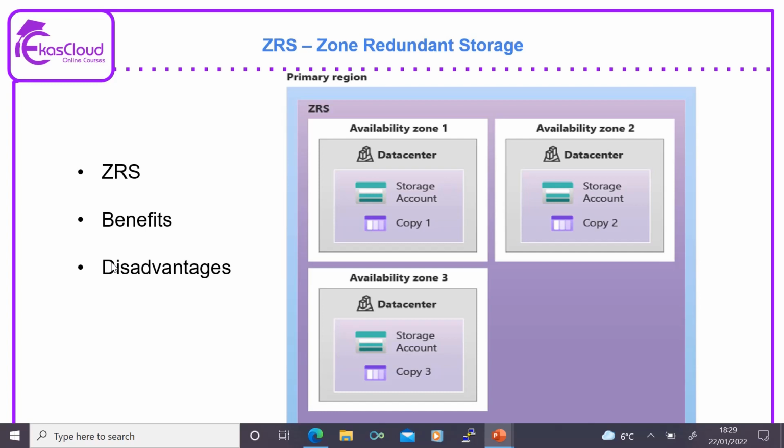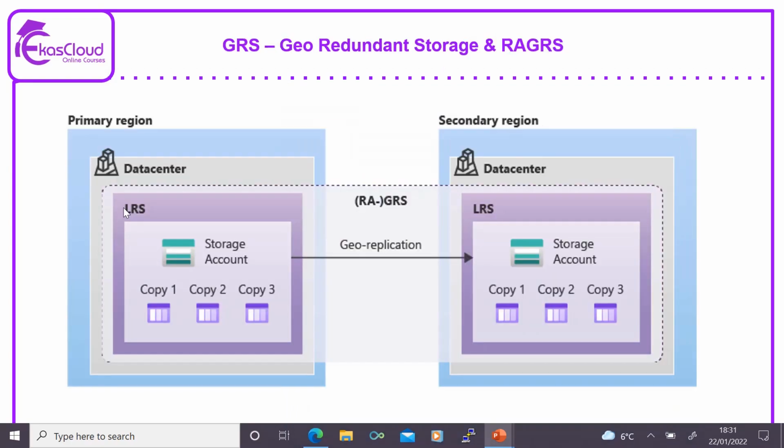The benefits of ZRS are, as we discussed previously, if there is any event which affects the full data center, then if you have selected ZRS, your data will still be available because your data is copied across 3 different availability zones. And secondly, ZRS offers a very high availability standard, especially more compared to the LRS model. However, the disadvantage is that if there is any disaster which affects the whole of the primary region, then your data and all its replications will be lost.